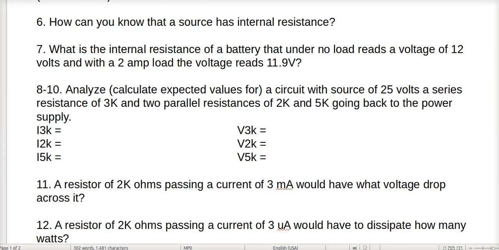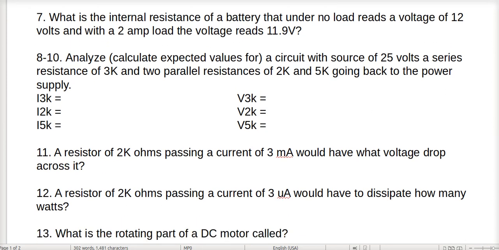8 through 10, analyze a circuit. It's got a 25 volt source. It's got a resistor coming out of the source of 3K, and then it goes to two parallel resistances, 2K and 5K, going back to the power supply. And I just want to know the current through each resistance and the voltage drop across each resistance. So when we get off in the weeds, sometimes we've got to come back and just do a simple DC circuit, because that's what the class is about, right?